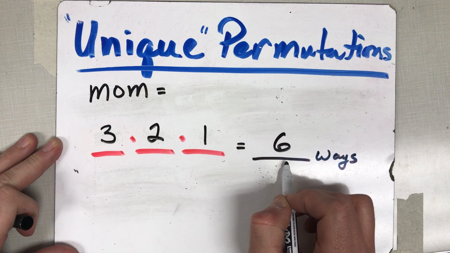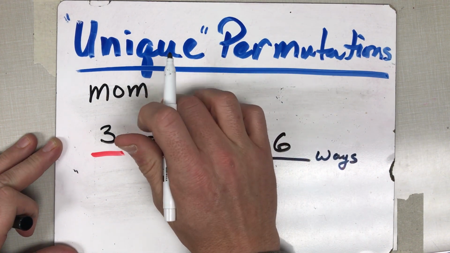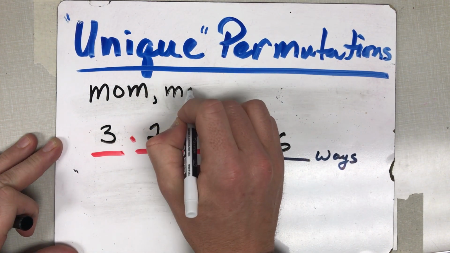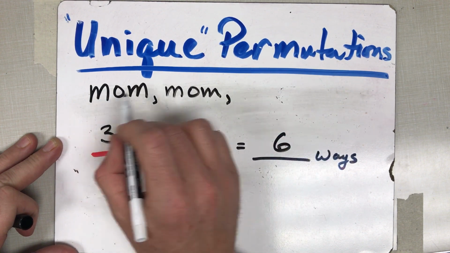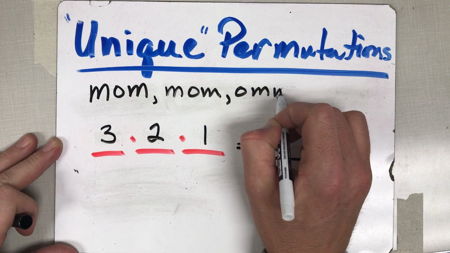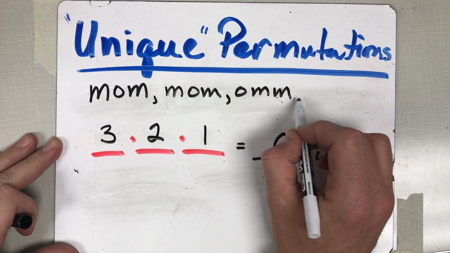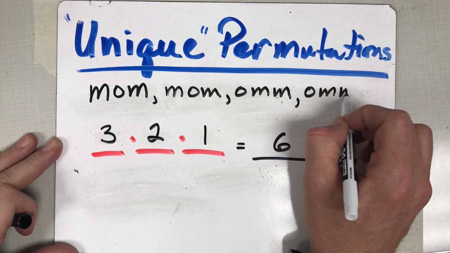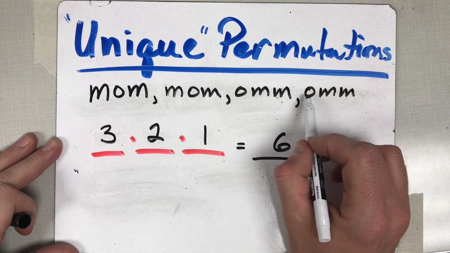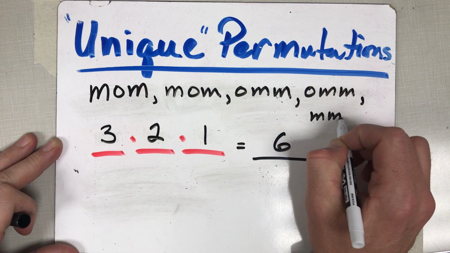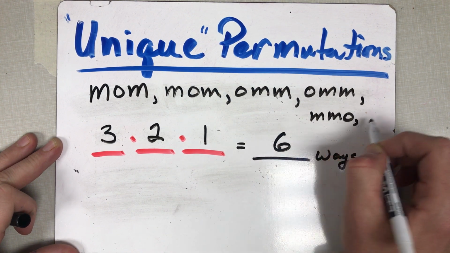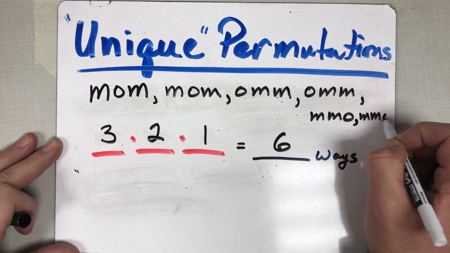So if I want to see what those 6 different ways look like, I could have MOM. I could also have MOM again if I reverse those 2 letters. I could also then put the O in the front and have OMM. And then I could reverse those 2 M's and get another OMM. And then I could take the O and move it to the last spot and have MMO. And then I could reverse those again and have MMO.